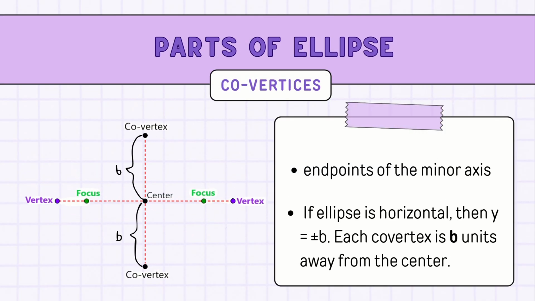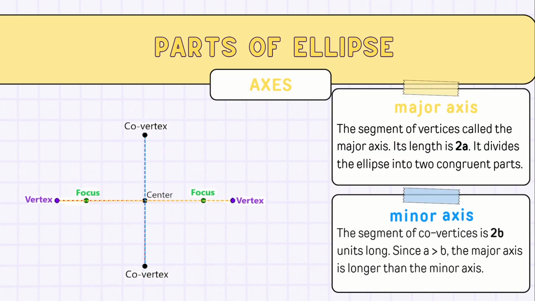Covertices. In an ellipse, we have vertices and covertices. The covertices are the endpoints of the minor axis. We will know what the minor and major axes are later on in the video. If our ellipse is horizontal, then y equals positive and negative b. It means that if our ellipse is horizontal, we will see the covertices on the y-axis. Each covertex is b units away from the center.